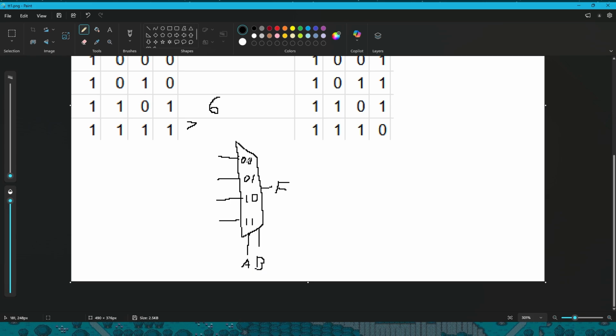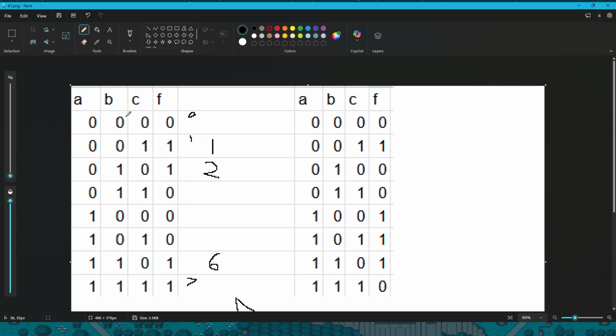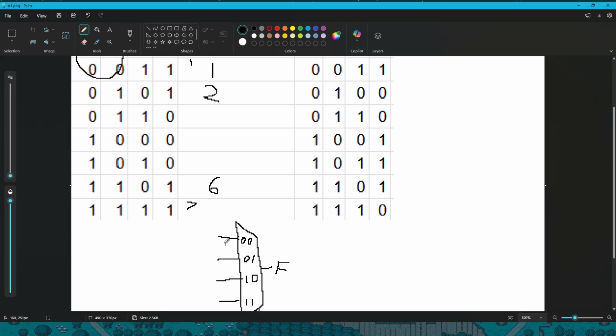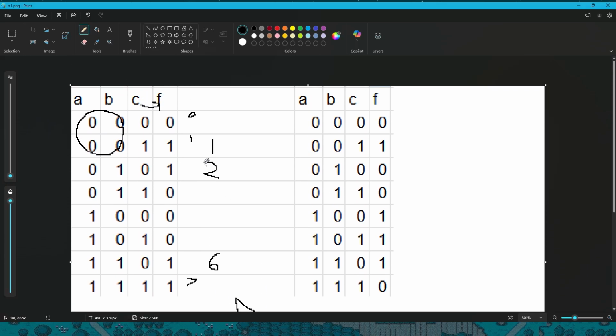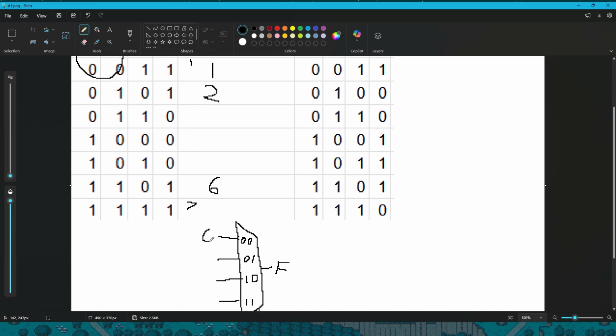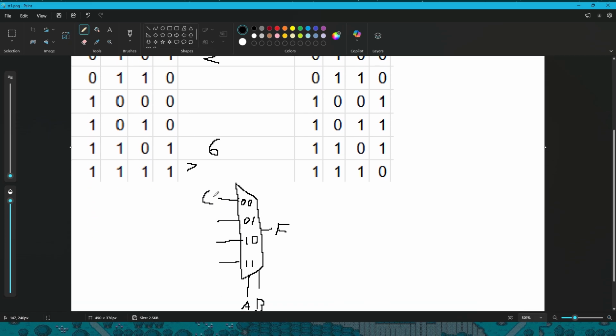Now, if A and B are 0, we look at these 4 rows right here, where A and B are both 0, and we take a look at how C relates to F. We can see here C is always going to be the same thing as F. So for our first input, when A and B are 0, C is going to equal F. So our first line will be C. If C is on, F will be on. If C is off, F will be off.